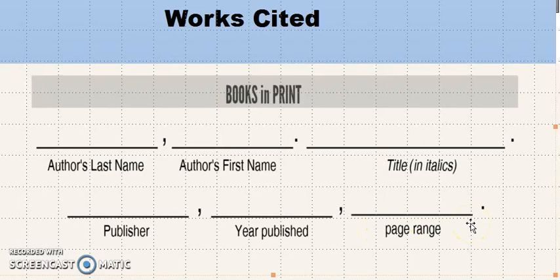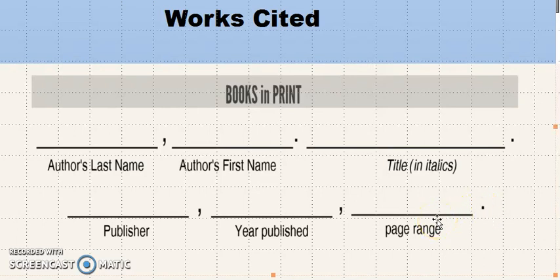Suppose you are not referring to the whole book but only to a few pages from the book, then you will have to give the page range. For instance, if you have read page numbers 60 to 83, you have to give the page range as 60-83, and then you'll put a full stop. This is how you cite the books in print.